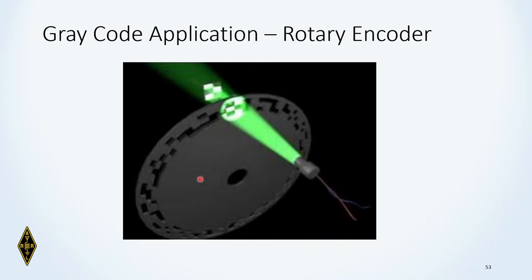You've probably noticed on your transceivers, you've got controls and knobs that don't have a stop on them. You can just rotate and rotate, like the VFO knob, for example. And this is what's happening. This is called a rotary encoder. And that's how it works.